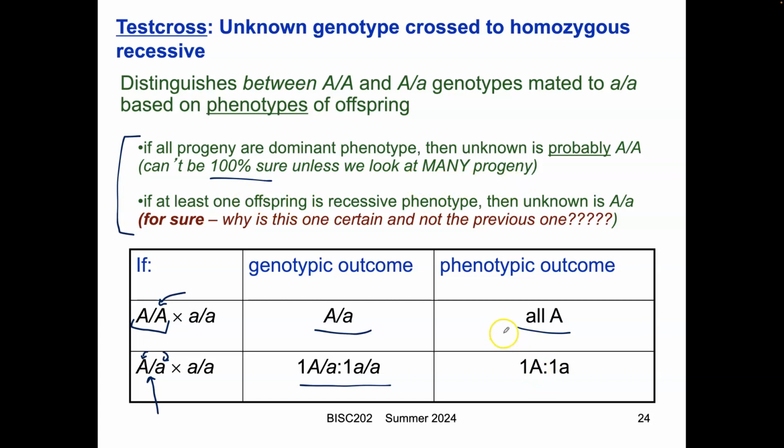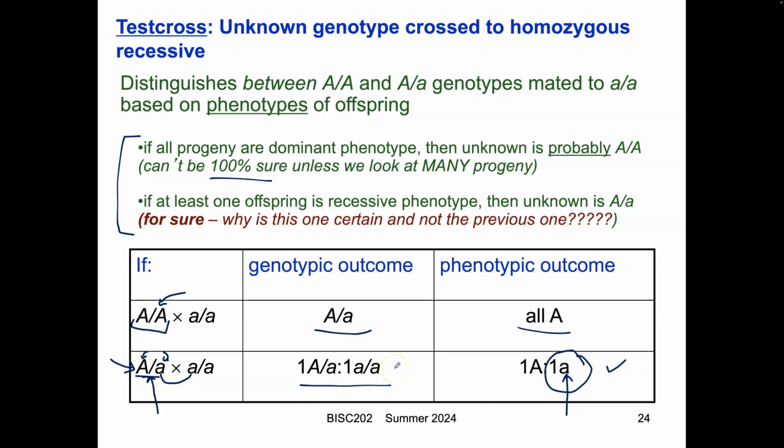Because there's a small but non-zero chance of an individual being heterozygous and the first 20 progeny you look at all have the dominant phenotype, for example. But when we're doing the other cross, all we need to see is one individual that has the recessive phenotype. And if it's the first individual we see, we know that this parent was heterozygous, because the only way you can get that recessive individual is if it got a recessive allele from one parent and the recessive allele from the other, right? So this one is much more certain.